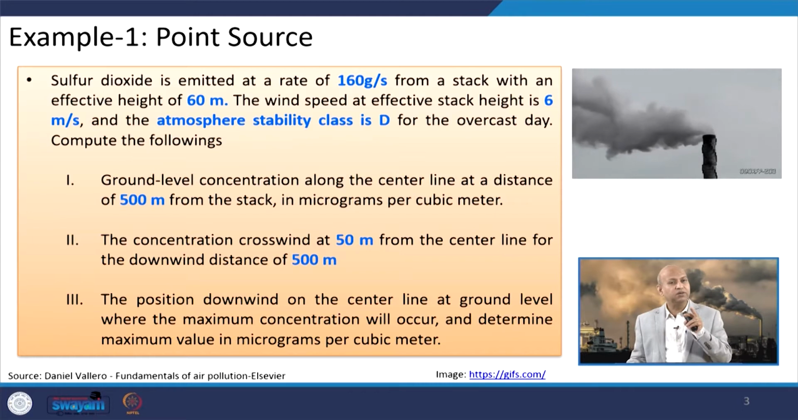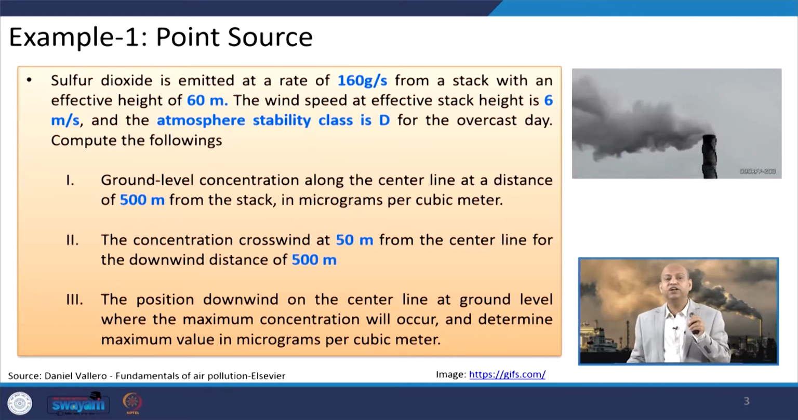If it was not given, and only the physical stack height was given, then first of all we would have to calculate the plume rise, then add it to the physical stack height and use that as the effective stack height. But it is already given, so we will use this value of 60 meter as the effective stack height.